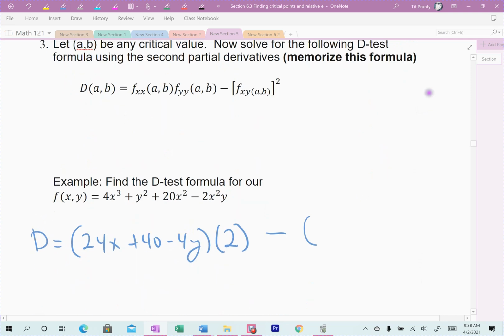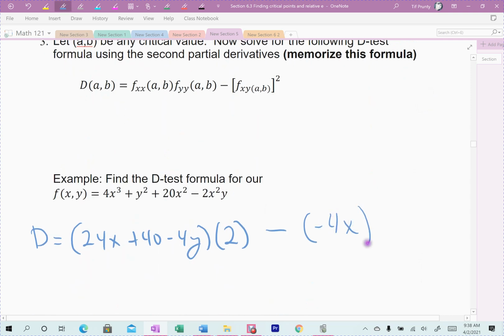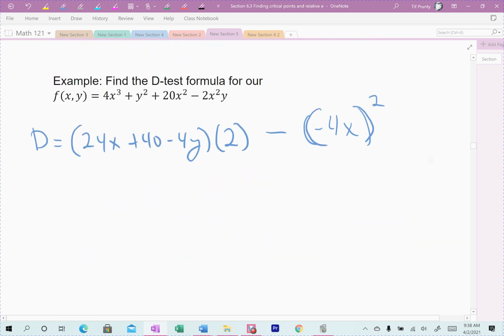The mixed derivative was negative 4x, and make sure you're careful, it's the entire function, negative 4x, squared. If I go to simplify, you don't have to simplify it, but since I'm going to plug points into it, I just think it's easier. So I'm going to multiply through by the 2. This comes out to 48x plus 80 minus 8y. And then this is where you have to be really, really careful.